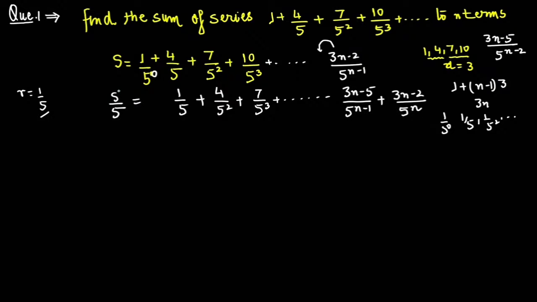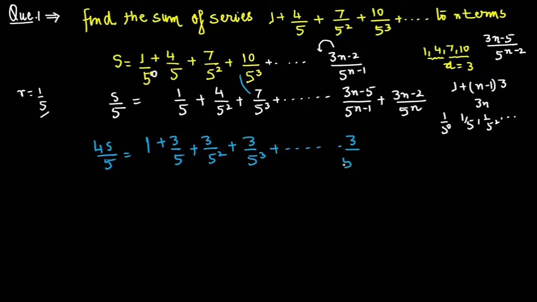Now I subtract these two terms. What it becomes? 4s by 5. See here, this is 1. This is 3 by 5, 3 by 5 square, 3 by 5 cube. Subtraction I'm doing. Okay now, 10 minus 7, 5 power 3. And this one becomes 3 upon 5 power n minus 1. See here, this becomes minus (3n minus 2) divided by 5 power n.